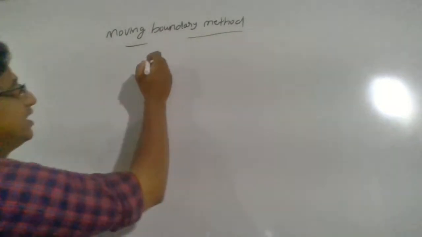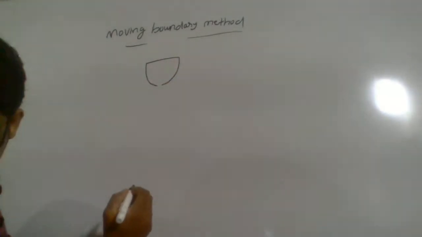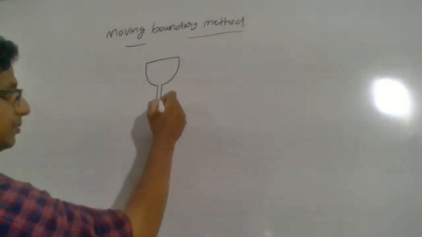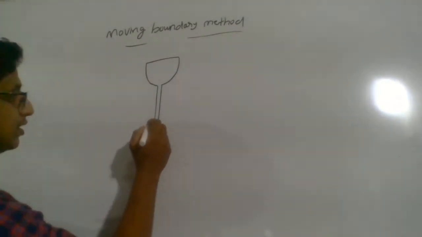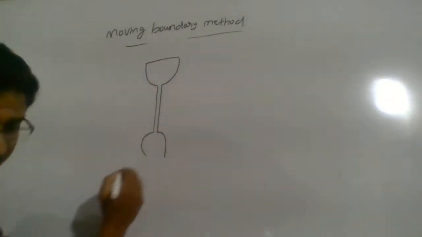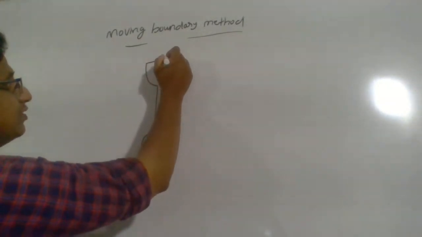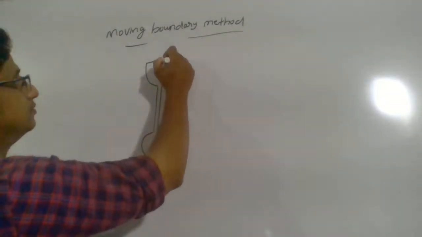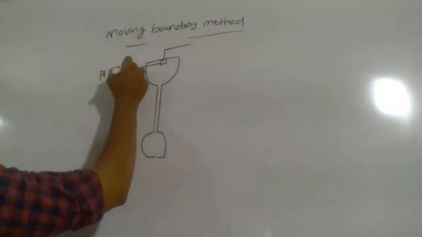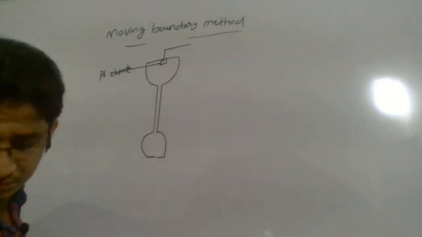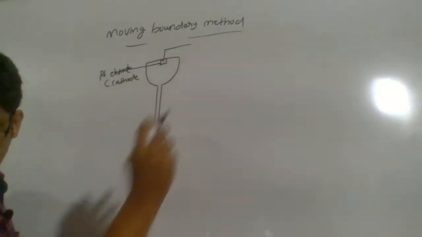Here it consists of a cell, which is a vertically arranged tube. You can draw it nicely. It will have a thick portion, and here you will see a thin portion, where two electrodes will be connected. Here an inert platinum electrode is connected, which will act as a cathode because it is connected to the negative terminal of the battery.